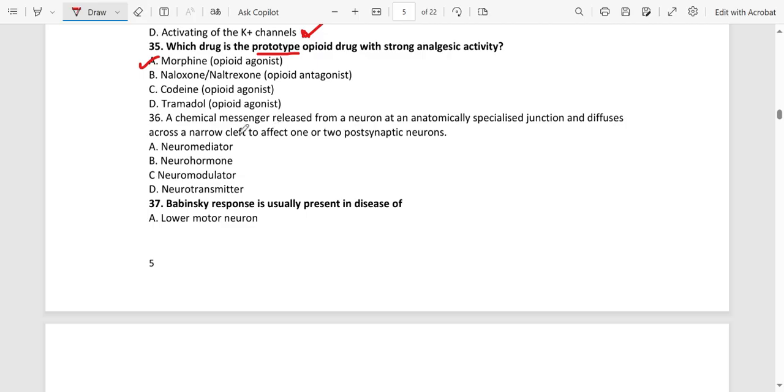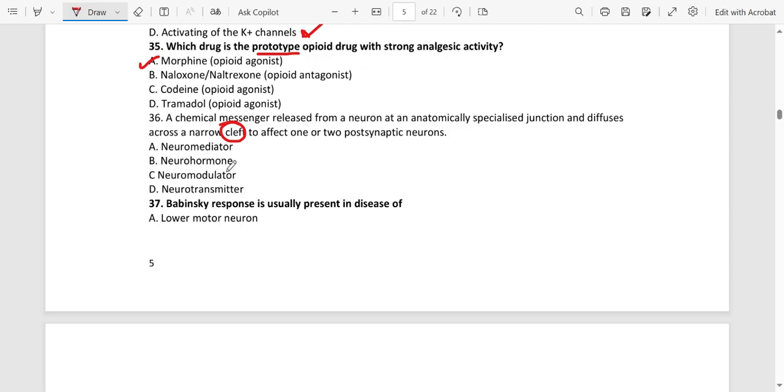36. A chemical messenger released from a neuron at an anatomically specialized junction and diffuses across a narrow cleft to affect one or two postsynaptic neurons is called what? But take note of this. You are diffusing through a cleft. Okay, that's important.